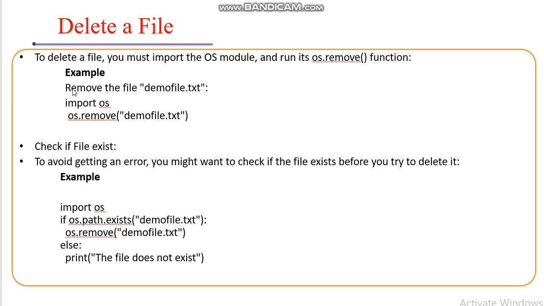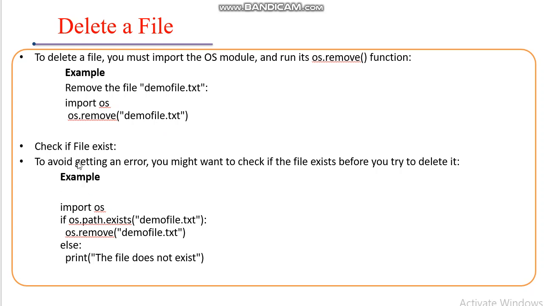Next, how to delete a file? To delete a file, we use the remove method. Here we want to remove this demo file.txt. So import os, use os.remove and the file name. With the help of the os.remove function, we remove this file.